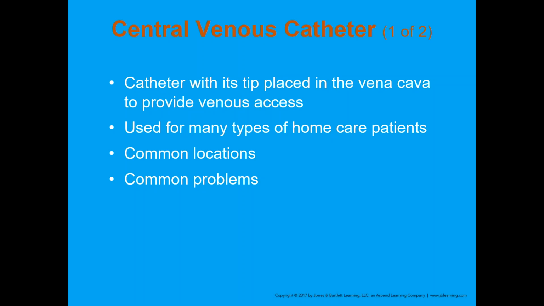Central line, central venous catheter. This catheter has its tip placed in the vena cava. Okay, most home care patients have these, like if they're being treated as a hospice patient or cancer patient, you'll see these types of devices more often. Again, common problems are it can get infected, it can get clogged, it may be misused. Unfortunately, some of these patients can actually try and use that for drug abuse. It's not very often, but it is out there.